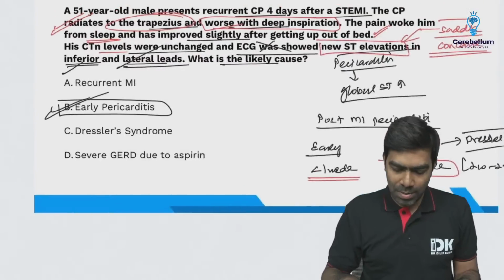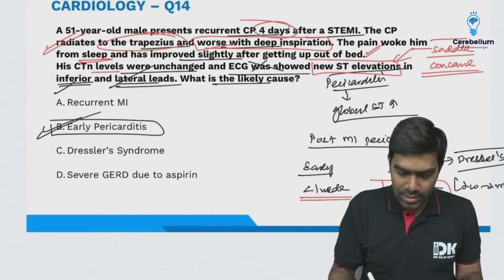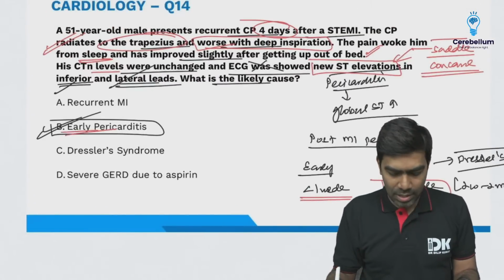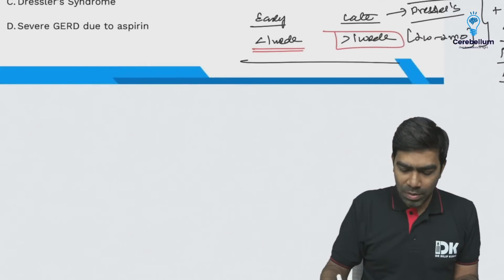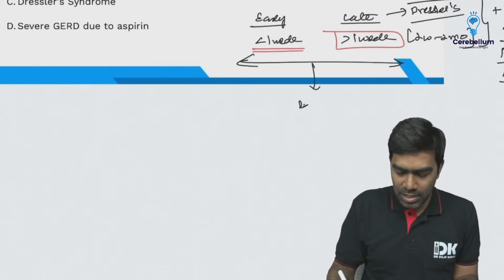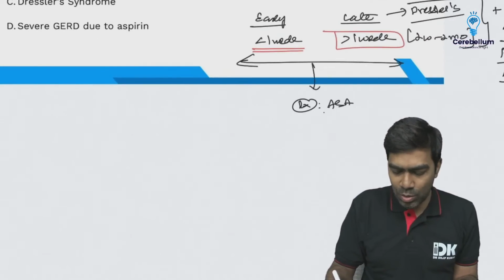Okay, so here look at the timing. He developed it 4 days after a STEMI. So it must be early pericarditis. It's not Dressler syndrome. Dressler syndrome occurs later. And what's the treatment for any pericarditis? Okay, any pericarditis treatment is aspirin. Just increase the dose of aspirin.